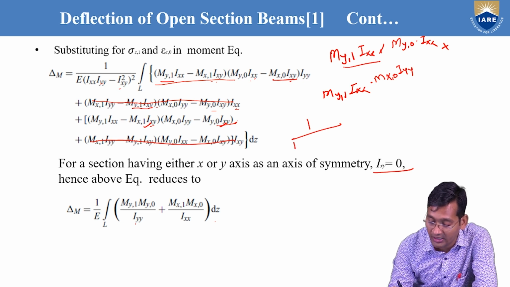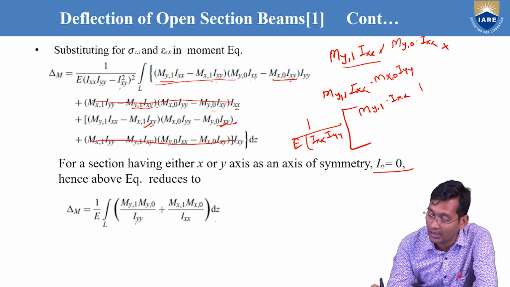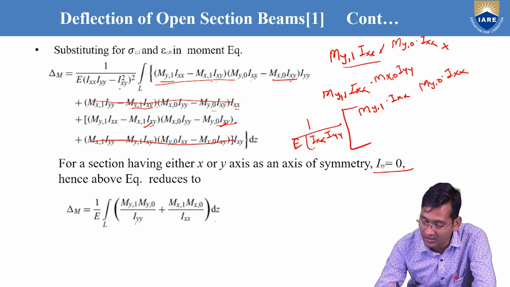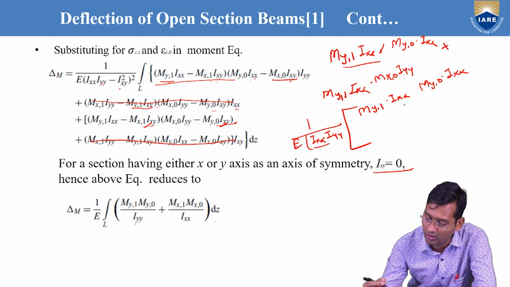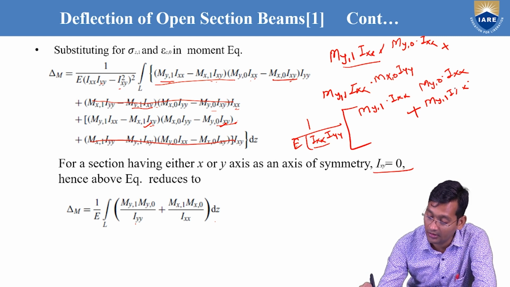as 0, so 1 by e into Ixx into Iyy, this whole thing. So this is in multiplication my comma 1 into Ixx into my comma 0 Ixx, right? So this term is with, or just I am taking this inside, just multiplying this individually, or just first term take normally, then we will see otherwise, plus my comma 1 Ixx into mx comma 0 Iyy.